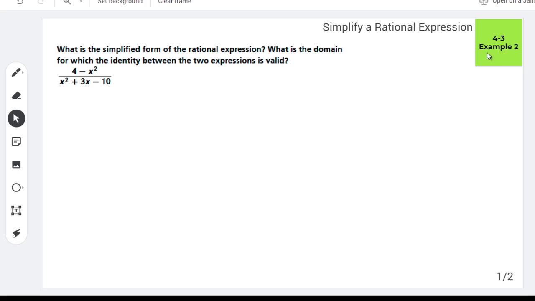In today's video, I'm covering example 2 from section 4-3 in the SavvasRealize Algebra 2 textbook. The goal of this example is to simplify a rational expression.